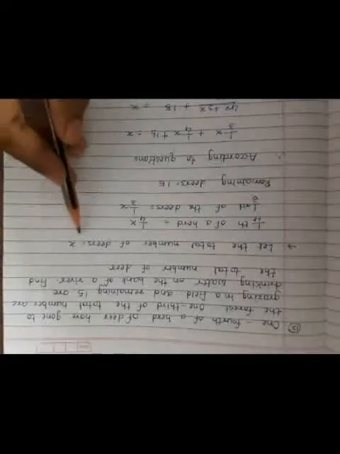Okay, let the total number of deer be x. Then 1/4 of the herd is equal to 1 upon 4 x. 1/3 of the deer is equal to 1 upon 3 x. So the remaining deer is equal to 15. So according to the question, 1/3 of x plus 1/4 of x plus 15 is equal to x. Total number I have written as x, and the remaining 15 I have added here.